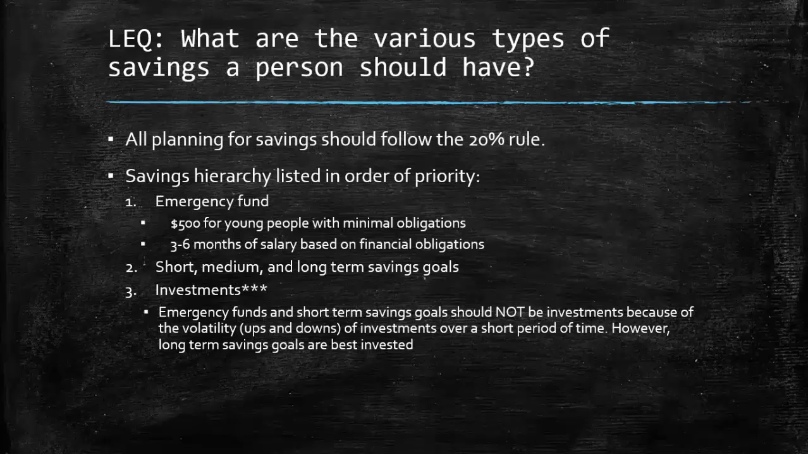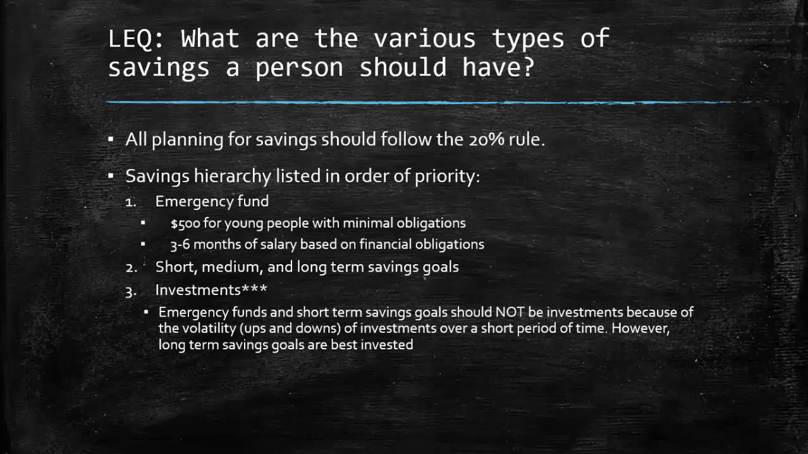You can even, in your bank statement, rename your different savings accounts. Rather than it being an account number, you can name it emergency fund account. You can name it short-term goal or car fund account or apartment rent fund account or medium-term goal account. Whatever it is you want it to be. So the hierarchy is as follows.